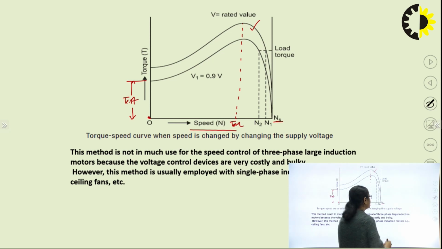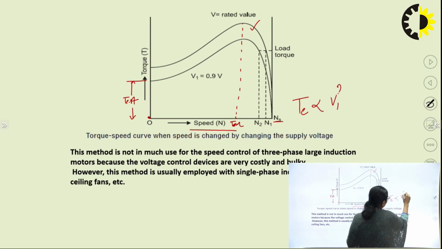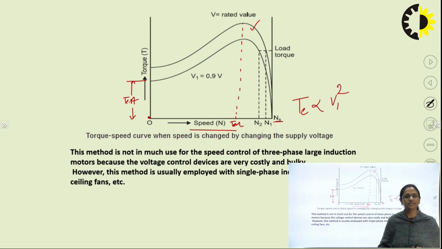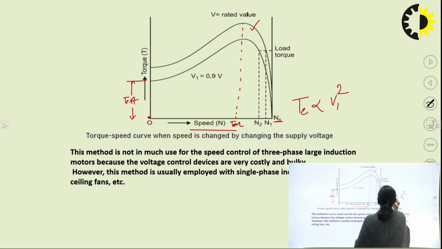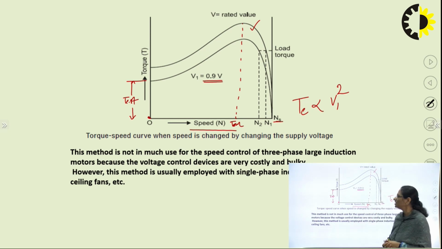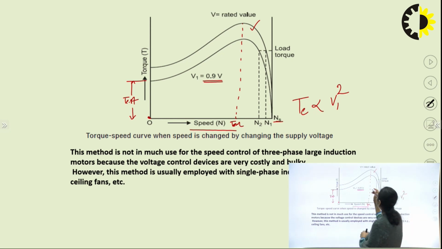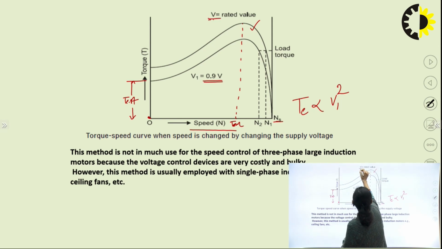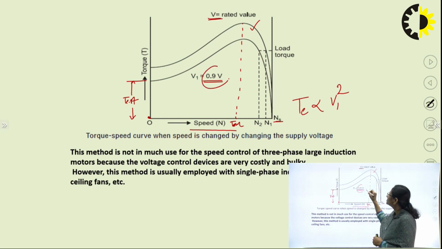Now, let us consider, as we concluded on the previous slide, that the torque developed by the motor is proportional to the square of the voltage. Let us consider a reduction in the voltage by 10%. So the new applied voltage is 90% only instead of being 100%, right? So now let us apply a voltage which is equal to 0.9 V, where V is the rated value. So this is actually representing 90% of the rated value.